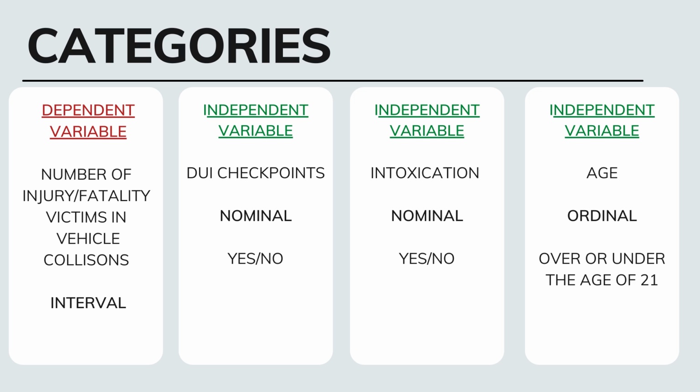And the last independent variable is age. The way that I'm going to be looking at it is either age over 21 or under the age of 21, as that is the legal drinking age in the state of California. That will make this variable ordinal.